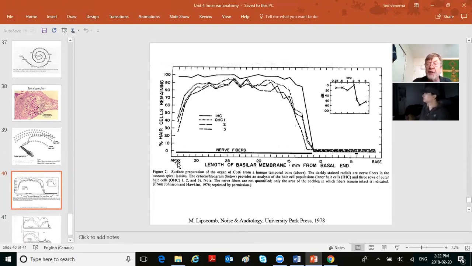Apex on the left, base on the right. So this is the basilar membrane unrolled. And you can see that along the apex of the basilar membrane, no damage. But toward the base, where the high frequencies are, hearing loss. And you can see that all hair cells here are busted and damaged.